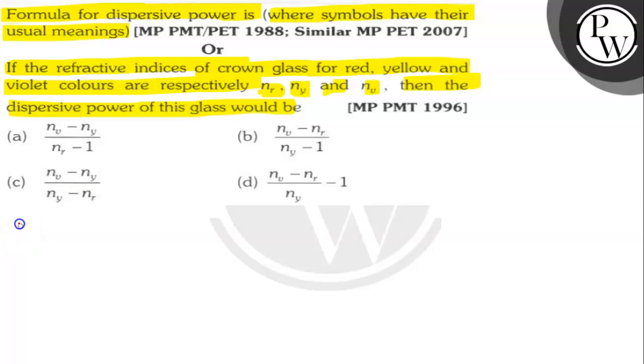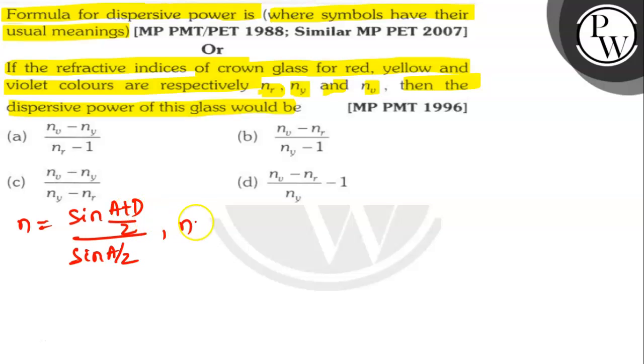n is equal to sine of (A plus D) by 2 divided by sine A by 2, where A is the prism's refracting angle and delta is the deviation angle. If A is a small angle prism's refracting angle and the angle of deviation is delta, the prism formula is as follows.